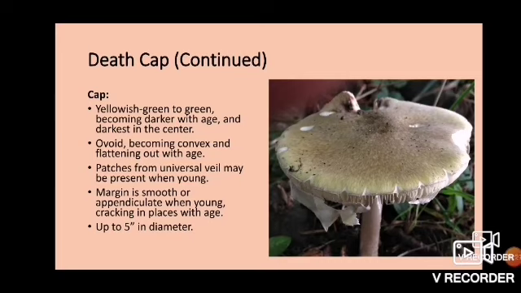So the cap of the Deathcap mushroom is yellowish green to green, becoming darker with age, and then darkest in the center. You can see that there. It is ovoid to begin with, so kind of shaped like an oval, becoming convex and flattening out with age. Patches from the universal veil may be present when young. So when I say patches, I mean patches on the top, because this mushroom goes through an egg stage.